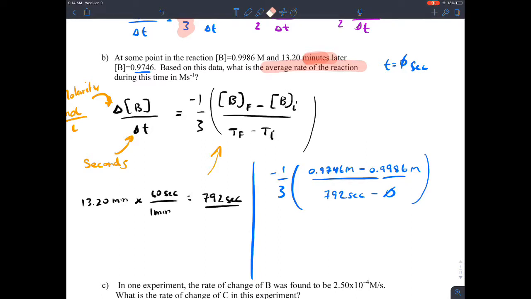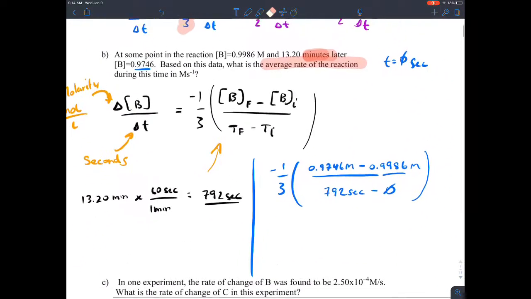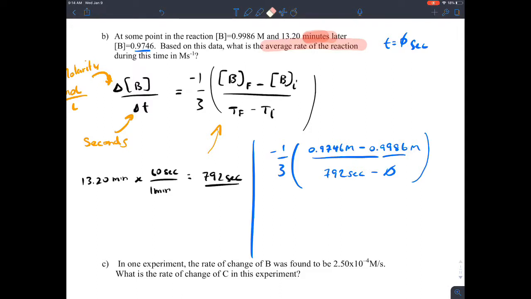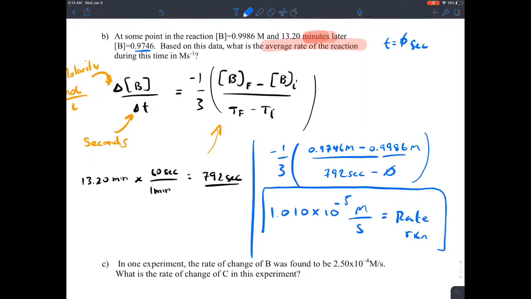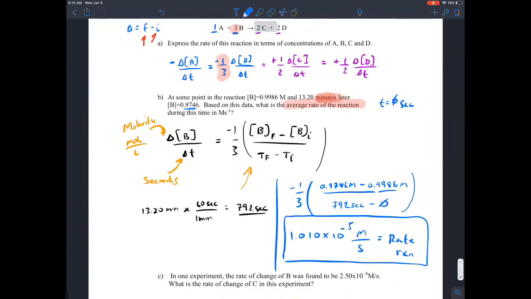All right, my answer is, and notice my units are still fine. I'm going to have molarity on top and seconds on the bottom. So my answer, if I put it into scientific notation and account for significant figures, which in this case is 4, is going to be 1.010 times 10 to the negative 5 molarity per second. And that's equal to my rate of the reaction. So you can see that negative is fairly important so we can get a positive value at the end.